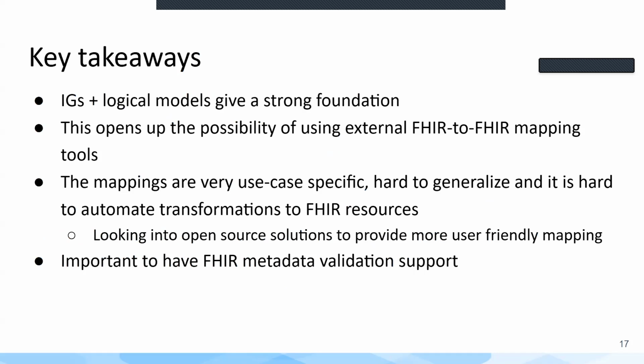So some key takeaways: the IGs and logical models give a strong foundation, which opens up the possibility of using external FHIR-to-FHIR mapping tools. We see that mappings are very use case specific, so it's hard to generalize and it is hard to automate the transformations to FHIR resources. So there is a lot of manual labor that has to be a part of this. And yeah, also it's important to have some FHIR metadata validation support as well, just to check if your source metadata complies to the FHIR spec or not, because then you don't have to change it down the line.